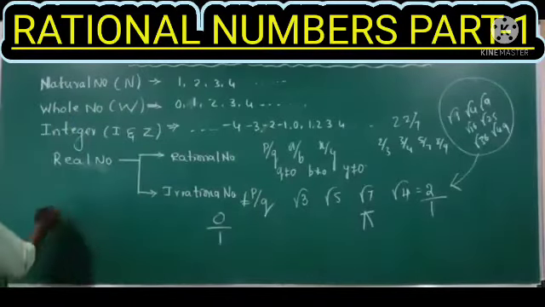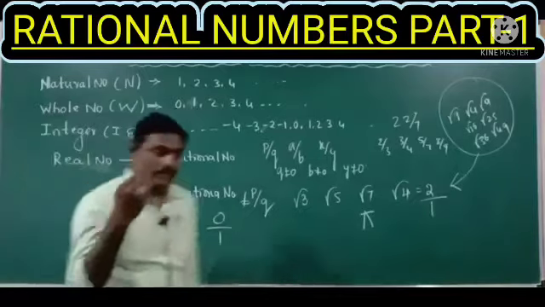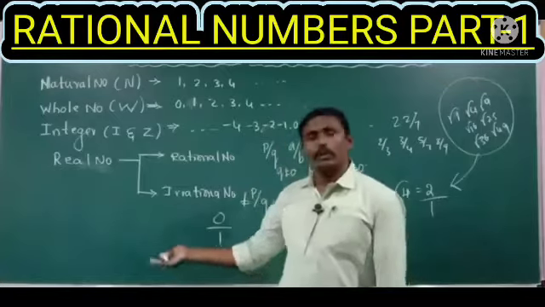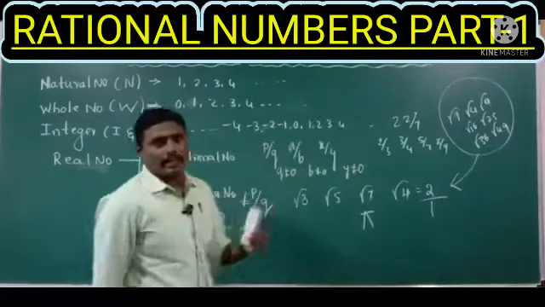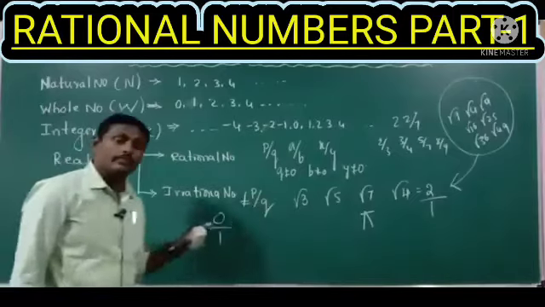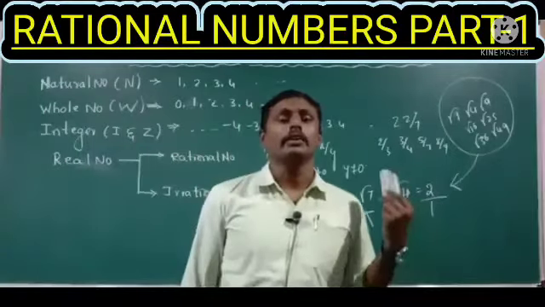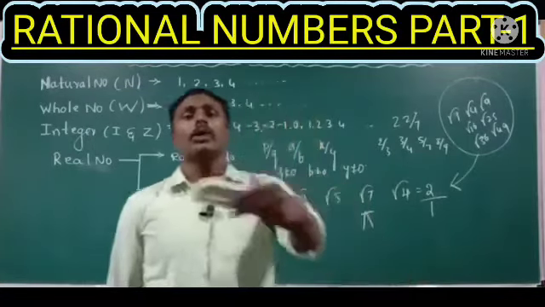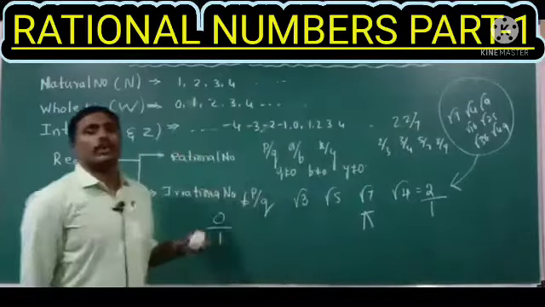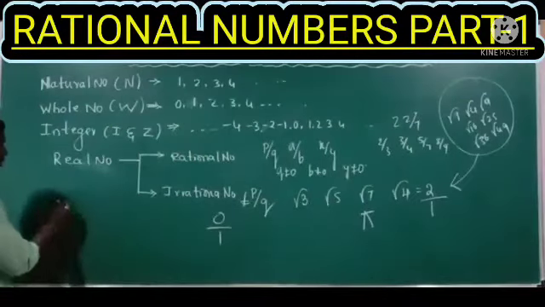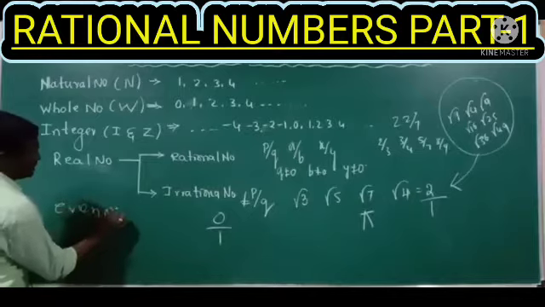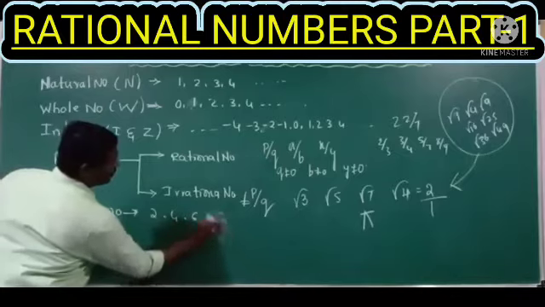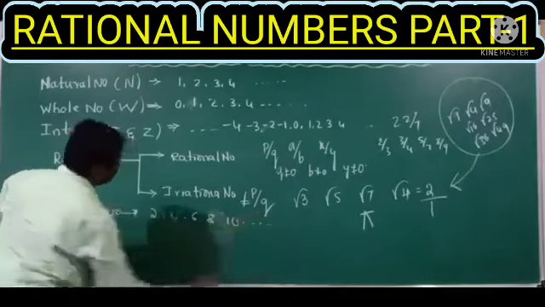Next one, what we learnt in the previous classes: even numbers, odd numbers, co-prime numbers, right? Even numbers, let me recall, are the numbers which are exactly divisible by 2 without leaving any remainder. Examples of even numbers, just basics, are 2, 4, 6, 8, 10. So these are the even numbers.